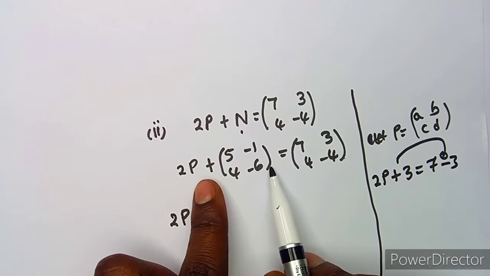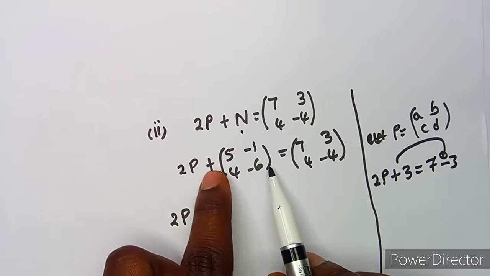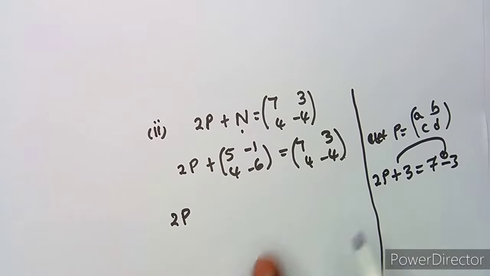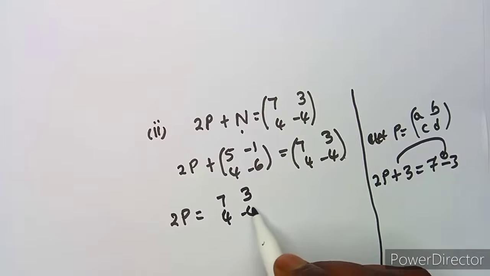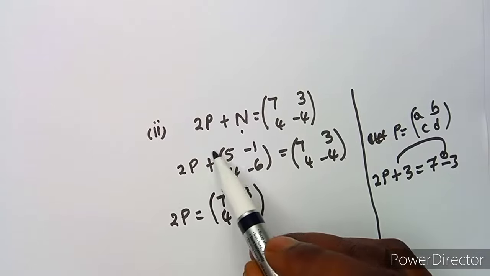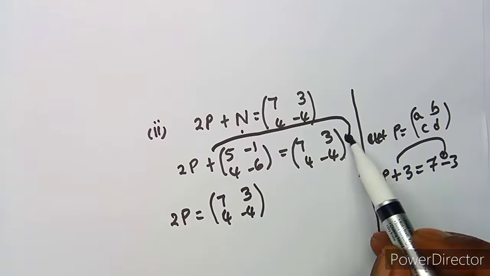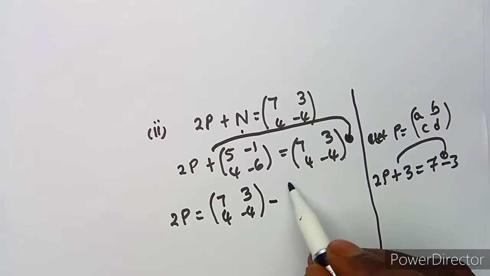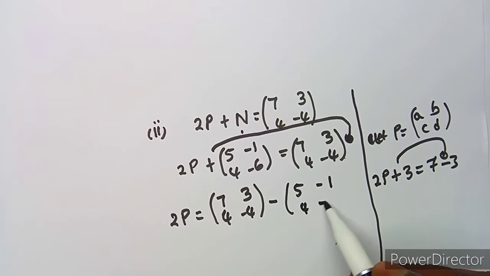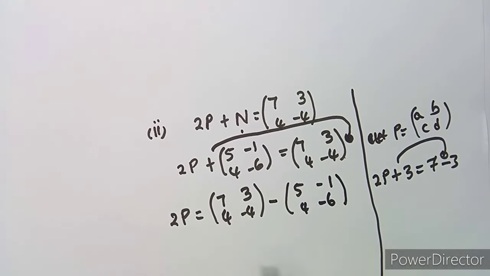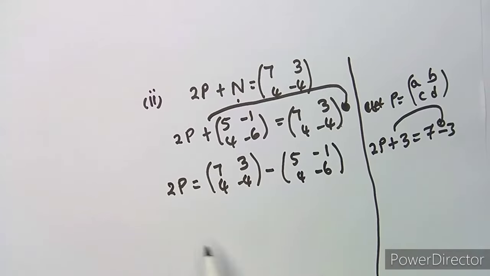But here you are transposing a matrix, it's a plus, so it's going to be a minus. So it's going to be equal to 7, 3, 4, minus 4. Then you subtract this matrix on the other side of the equation, which is minus 5, minus 5, minus 1, 4, minus 6, like that. All right, so knowing that this is the 2P, which is a matrix, let us leave it like that. I'm going to explain that one later on.